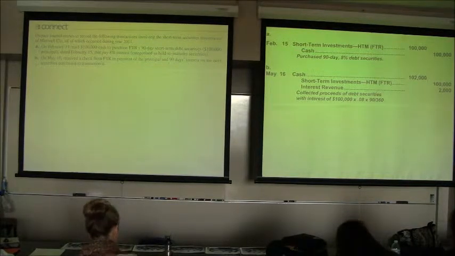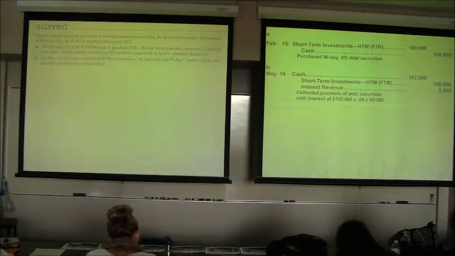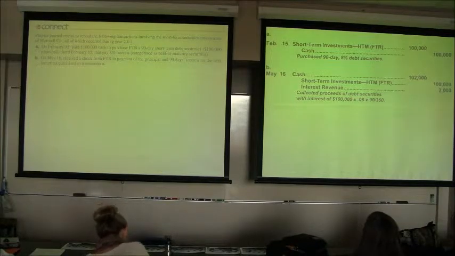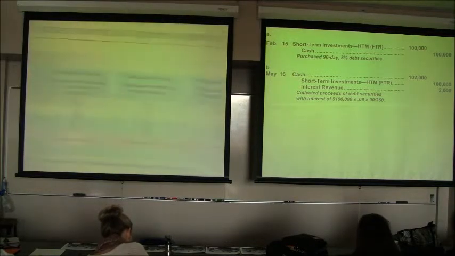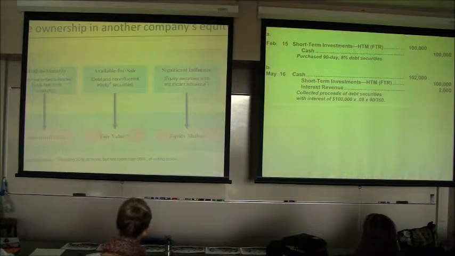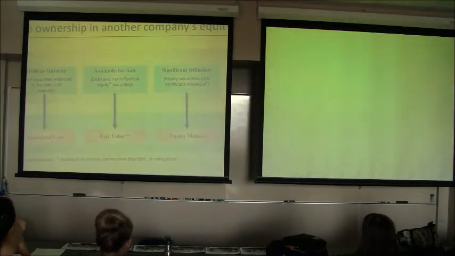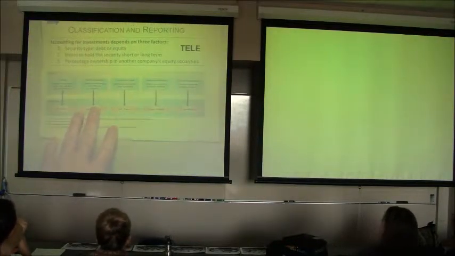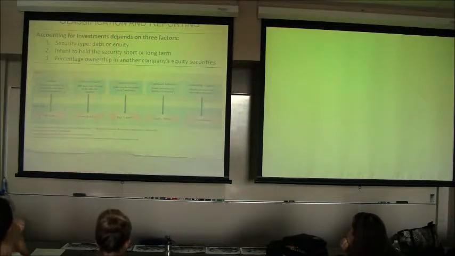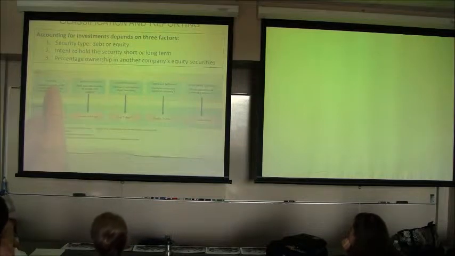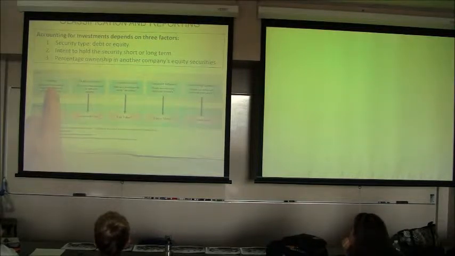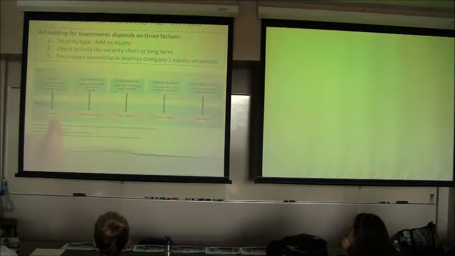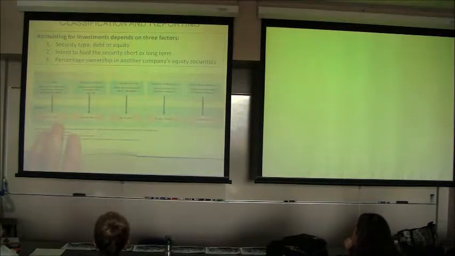Don't forget what we're dealing with here, these categories. There are various categories of investments, and which category it's in determines how you work with it. Last time we talked about trading securities, which are debt or non-influential securities. They're actively traded. If they tell you it's a trading security, the unrealized gains are reported in the income statement.